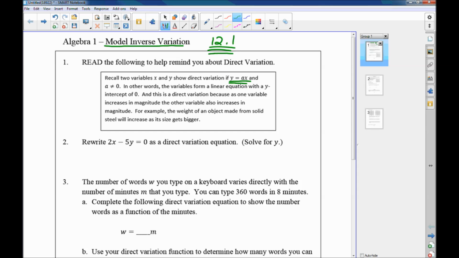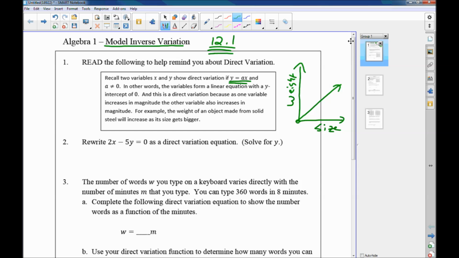This is a direct variation because when one variable increases in magnitude, the other variable also increases in magnitude. For example, the weight of an object made from steel will increase as its size gets bigger. So this is the size of the object, how much steel it is, and this is its weight. If its size is 0 amounts of steel, its weight is 0. And as the size increases, the weight also increases.